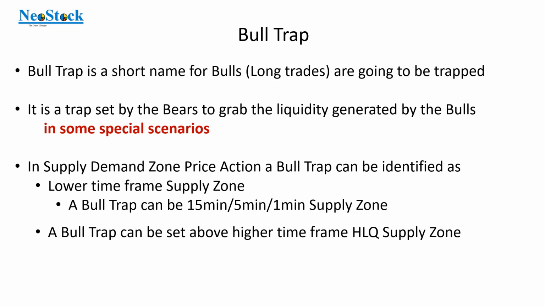Some high liquidity supply zones could be weak high liquidity supply zones. In weak high liquidity supply zones, probably there won't be much order flow. That means there won't be much liquidity. When there is not much liquidity generated in the zone, there is no meaning in setting a trap. That is the way institutions feel. That's why they leave those zones.